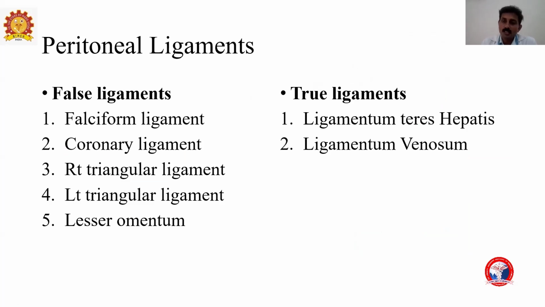So how many true ligaments are there? We have 2 ligaments, ligamentum teres hepatis and ligamentum venosum. These are the 2 true ligaments of liver. What are false ligaments? We have 5 false ligaments: falciform ligament, coronary ligament, right triangular, left triangular, lesser omentum. So these are the 5 false ligaments present on the liver. True ligaments means having an embryological remnant.